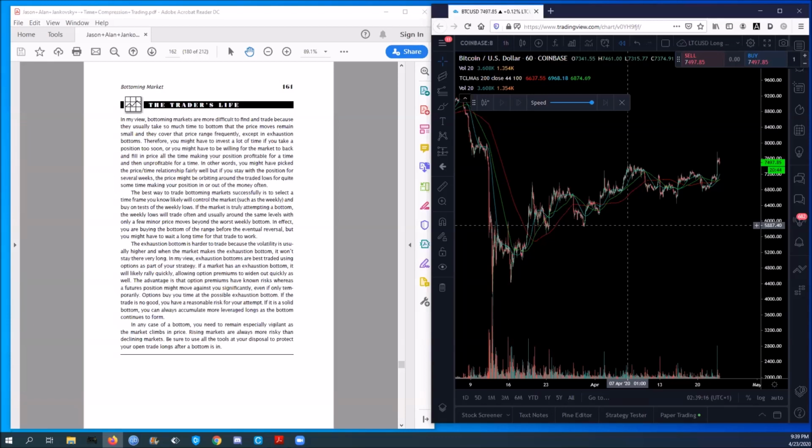The exhaustion bottom is harder to trade because the volatility is usually higher. What's going on right here? These swings are local exhaustion bottoms, and they're hard to trade because of the volatility, because of the emotions that go into it. If it has an exhaustion bottom, it will rally quickly, allowing the options premiums to widen, or in this case, the shorts and long spreads. But if a market has an exhaustion bottom, the advantage is that you buy at a time where it's a possible bottom, and if it's no good, you have a reasonable risk.